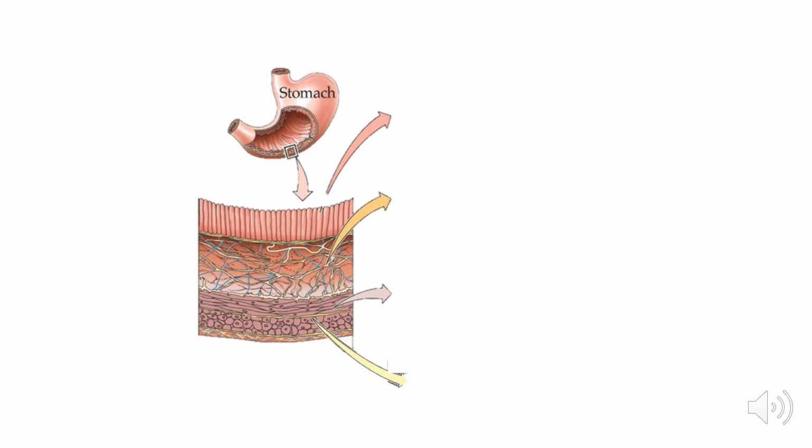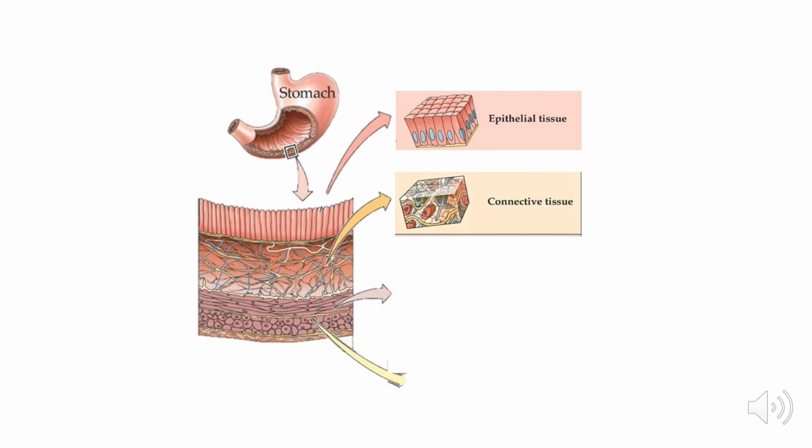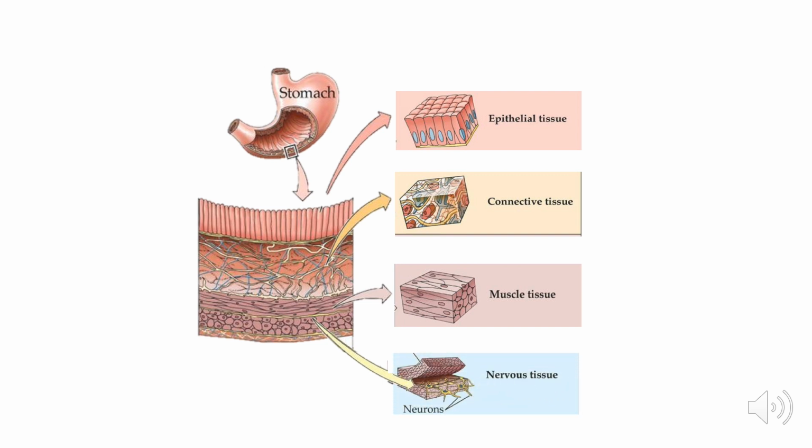The tissue that is situated nearest to the lumen, okay, of the stomach is actually the epithelium, okay? Below the epithelium, you have the connective tissue. And then below the connective tissue, you have the muscle tissue. And somehow distributed between the connective and muscle tissue is the nervous tissue. As you can see, these four, okay, were all grouped together to form an organ. And in this case, it's the stomach.